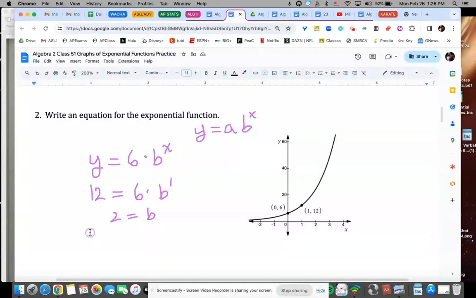That's my overall rate. So my final equation would be y equals 6 for the starting amount times 2 is my rate, and then, of course, to the x power. I don't have any shifting yet, so it's just kind of a nice, easy example. Like I said, we try to give you easy ones on the test, but there's a couple you're going to have to think through and do a little work. Okay, erase all this and on to the next problem.